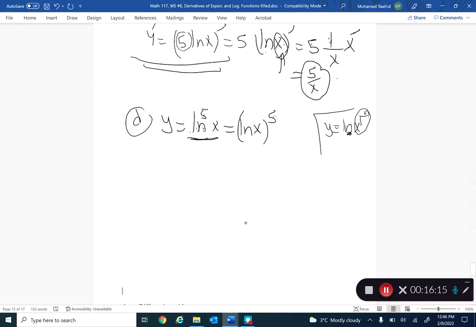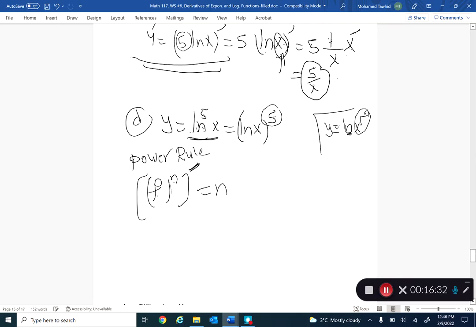Then I have to use power rules. Whenever you have a bracket to the power n, here is the rule. Inside the bracket you have f to the power n. To take the derivative of this, it will be n, here is your bracket, to the power n minus 1, the whole thing multiplied by f prime. What is f prime? f prime is the derivative of whatever is inside the bracket.